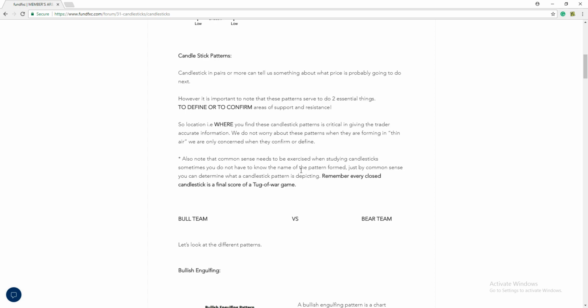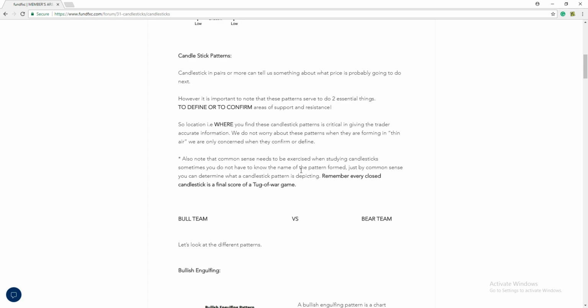Also, it's good to note that common sense is needed when we're actually practicing or using candlesticks. Sometimes you don't have the name of the pattern formed, but by following common sense, you can determine what a candlestick pattern is depicting. Remember, every closed candlestick is a final tug of war game between the bulls and the bears. Just as we have a bull market and a bear market, we also have a bull and a bear fight between every single candle that forms on these charts.